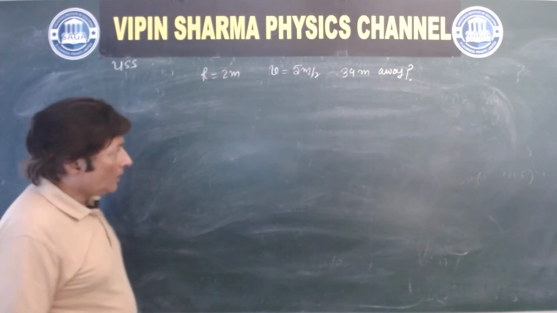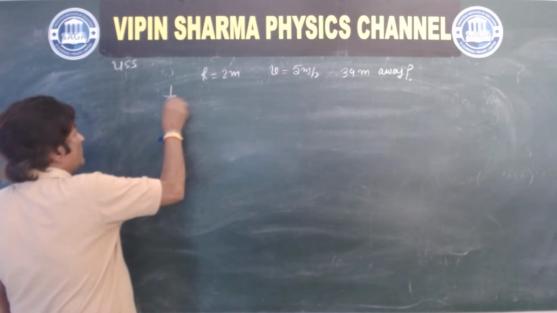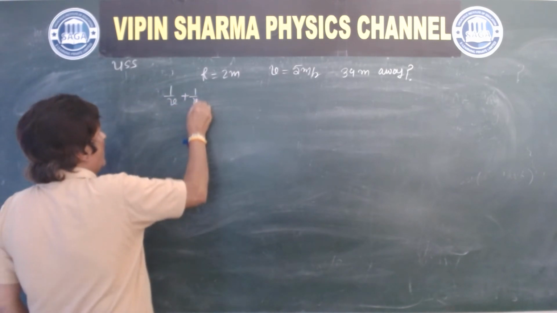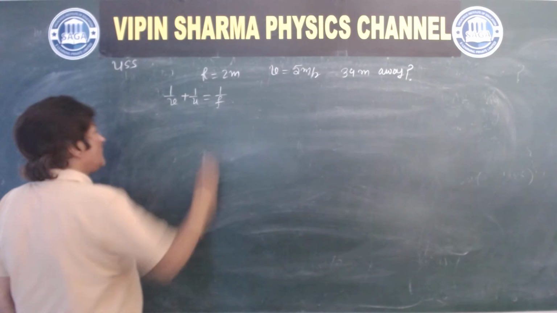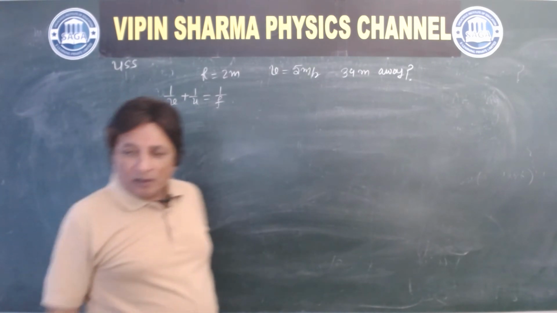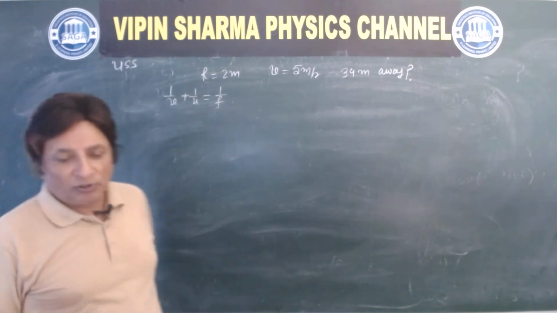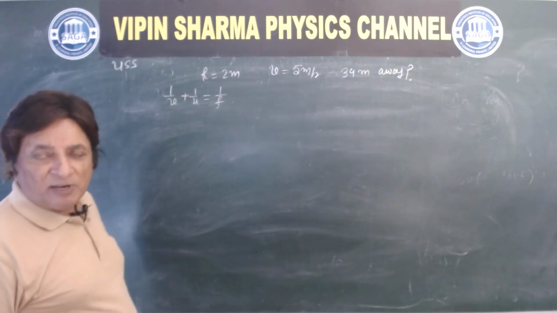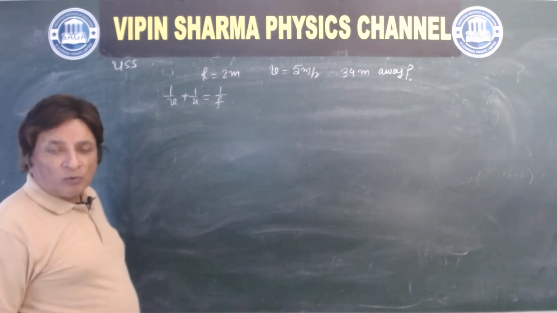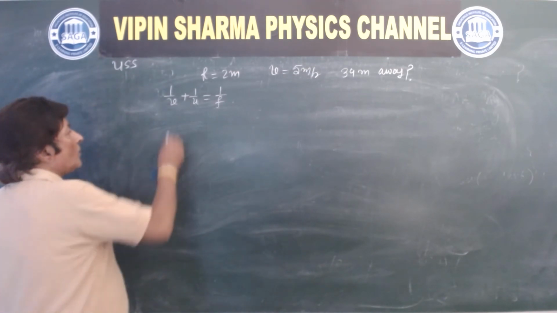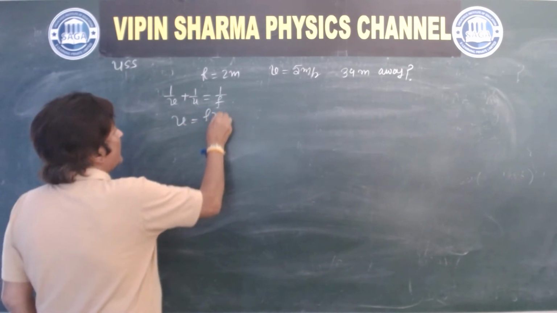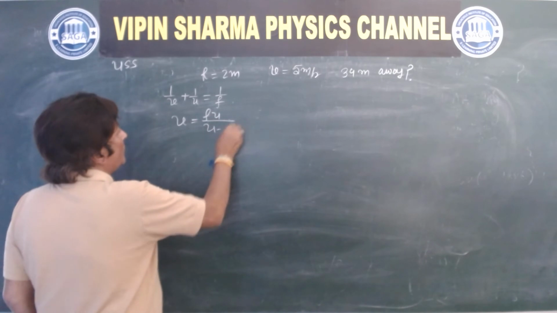Now, obviously, we will be using the mirror equation. Some people call it the mirror formula, but I call it the mirror equation. So 1 upon v plus 1 upon u equals 1 upon f. So v is equal to fu upon u minus f.